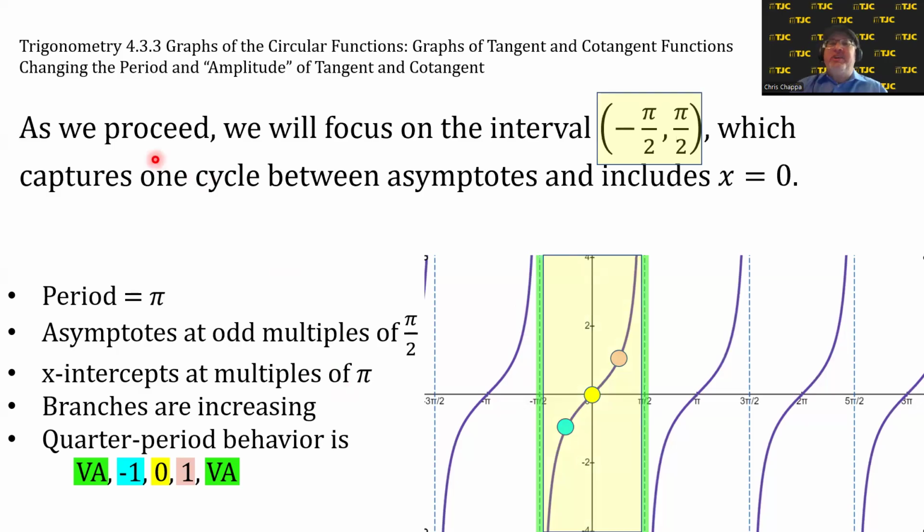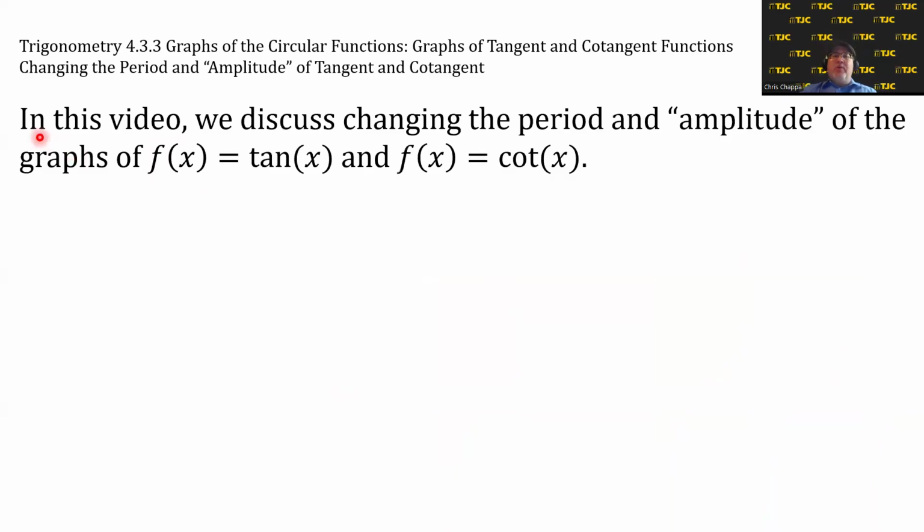Now, as we proceed, we will focus on the interval negative pi over 2 to pi over 2, which captures one cycle between asymptotes and includes x equals 0. In this video, we discuss changing the period and amplitude of the graphs of f of x equals tangent of x and f of x equals cotangent of x.